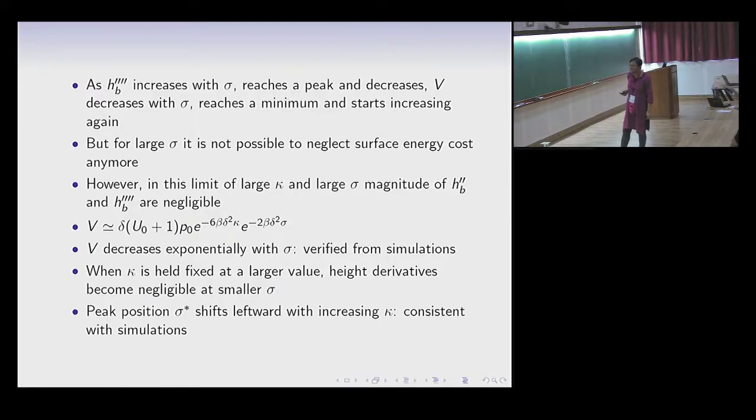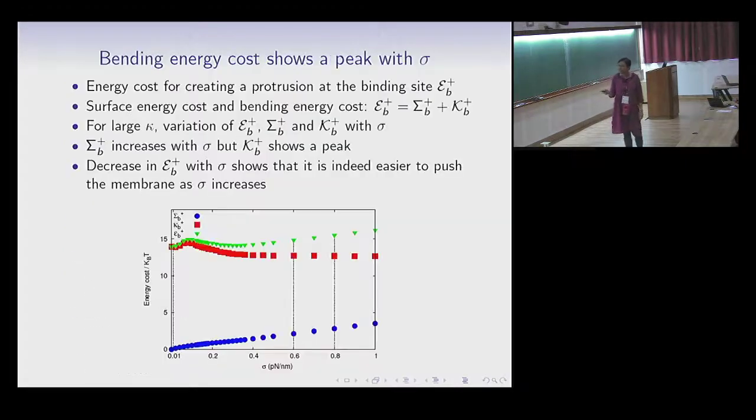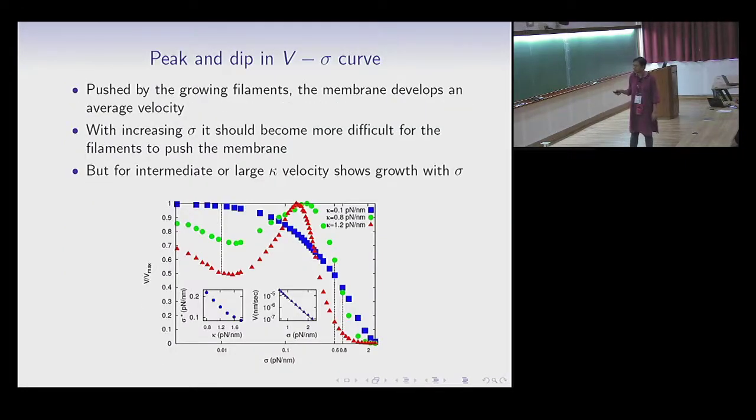It just becomes like this, and you see for fixed kappa it decreases exponentially with sigma, which is what we find in simulation. Not only that, the decay constant is also matching quite closely. If you estimate 2 beta delta square here, you get the value 3.52. And in simulation actually we find it 3.6 here.